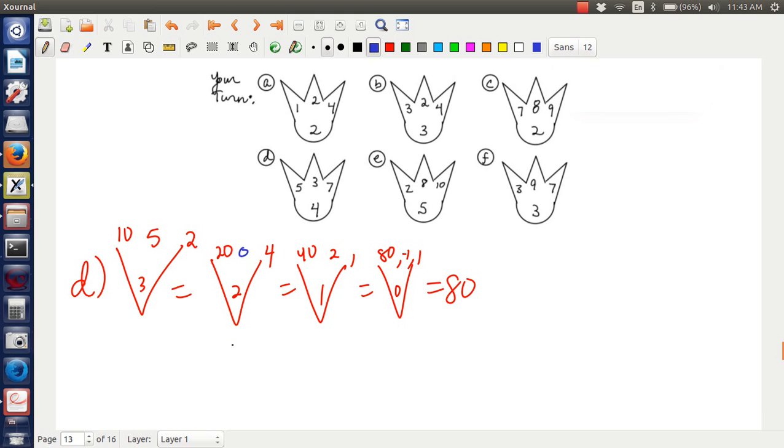Alright, now let's see if that error trickles down. It does. 0 becomes negative 1. 4 still becomes 2. 2 becomes 1, but negative 1 should become negative 3. And so it's going to be 78. Okay, right about E.